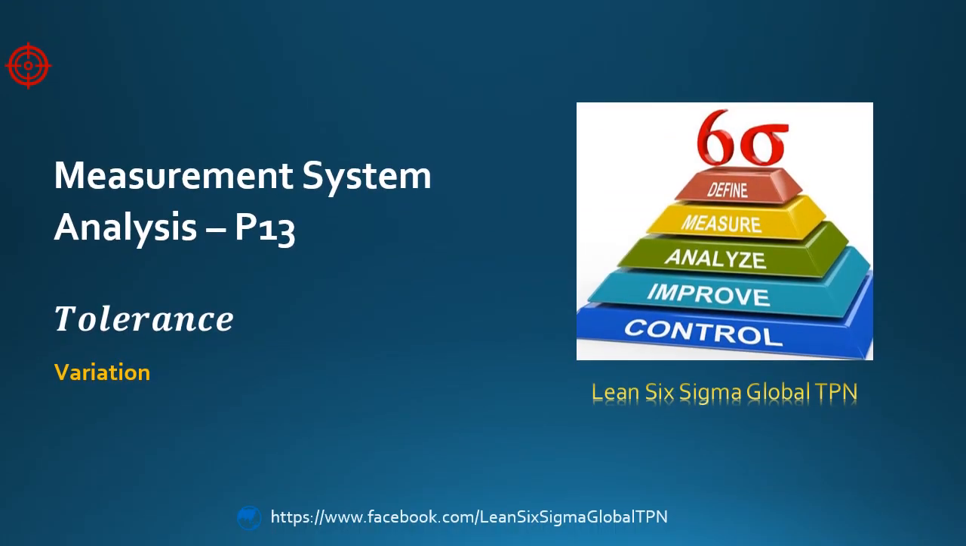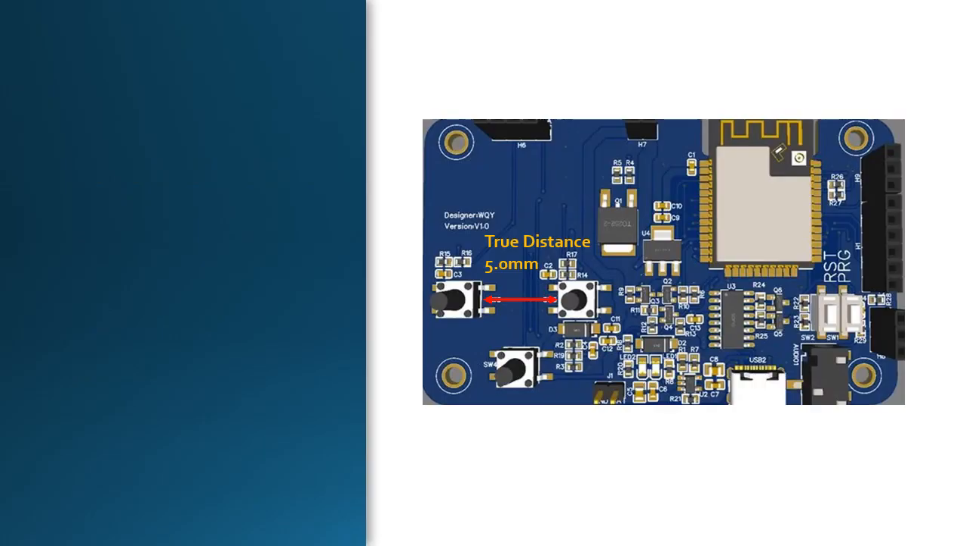Hello friends, so let's talk about the variation in the measurement system analysis. Companies like PCBA Pro use a measurement system to evaluate parts relative to specifications. Here, the engineer uses the PCBA viewer measurement tool to measure distances between components on circuit boards. The amount of variation that is acceptable in their measurement system depends on their specifications.